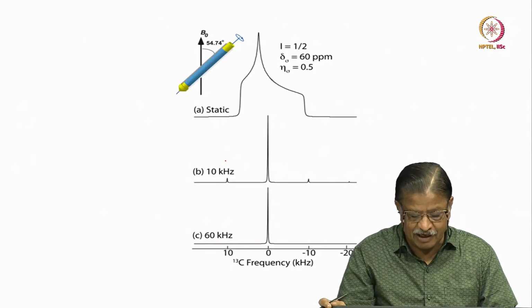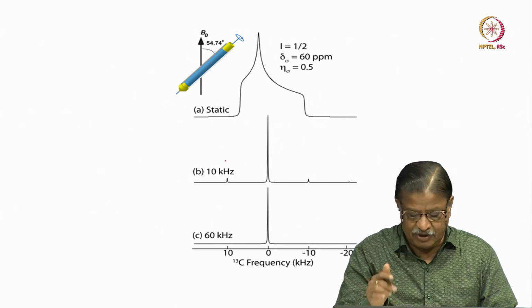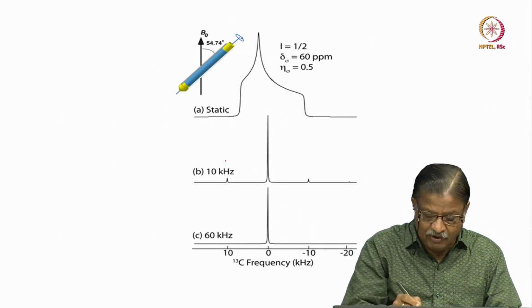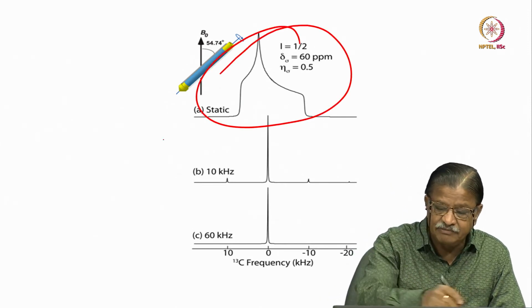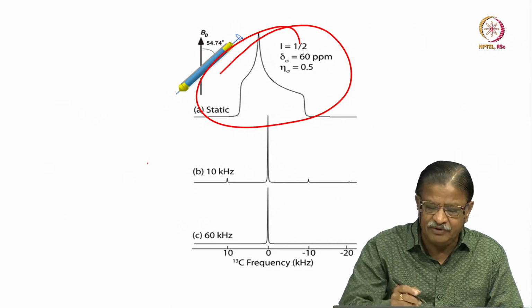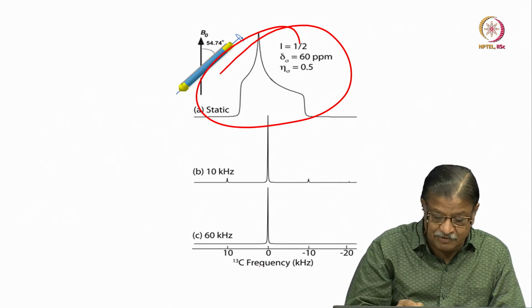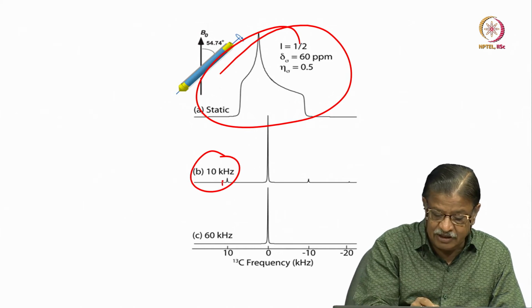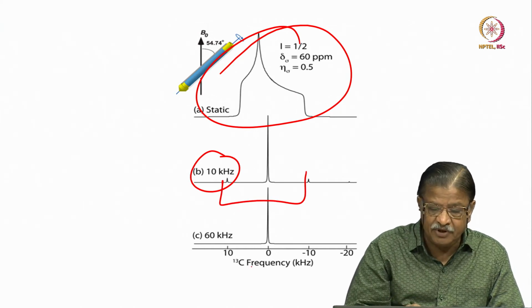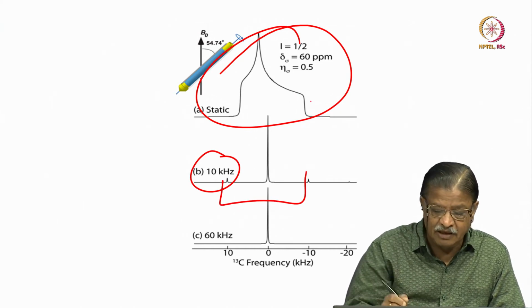And this is the spectrum of one of the molecules. Look at it, this is the static sample for a spin-half nucleus, and you start spinning at 10 kilohertz, this is what the spinning side bands look like, and this is the powder pattern, the static case.